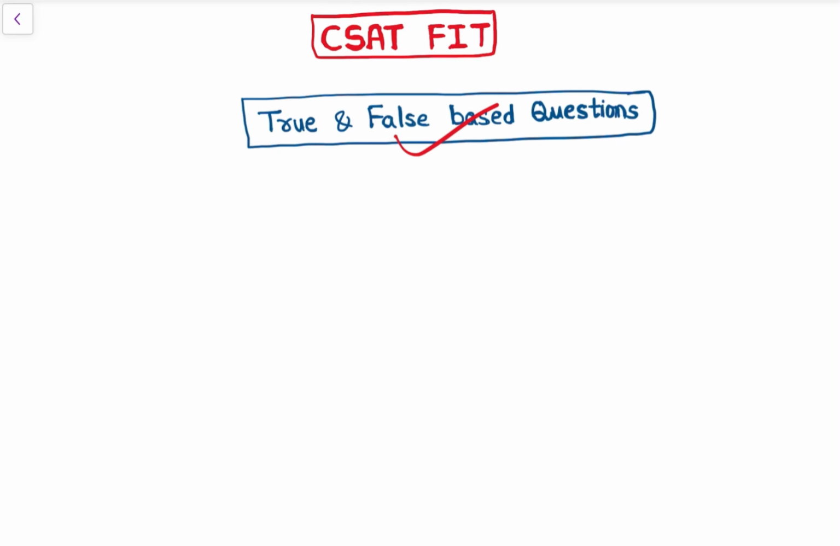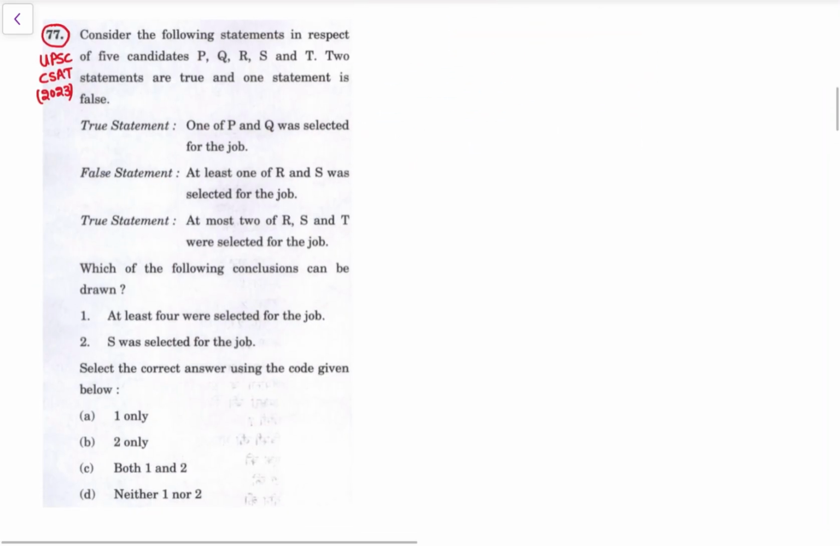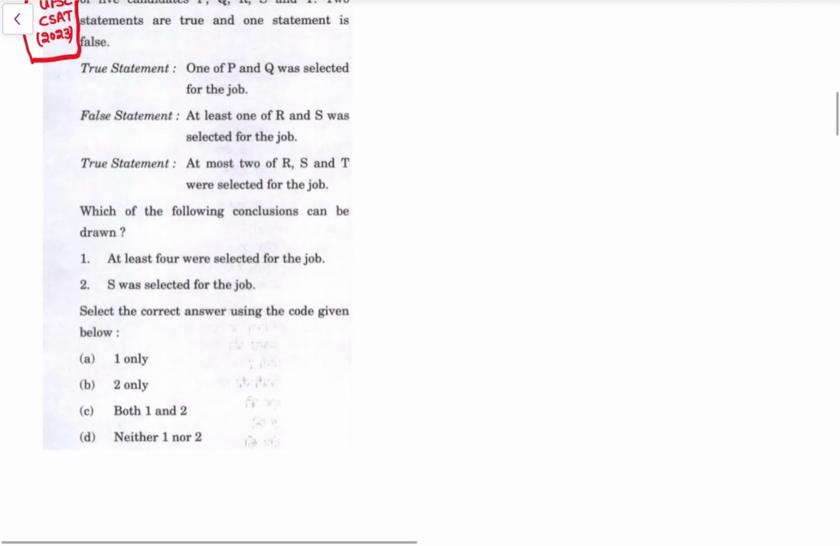See, these are a new type of question UPSC is focusing on. In the CSAT 2023 paper, two questions are based on this model. This is question 77 and this is question 78 of the UPSC CSAT 2023 paper. Similar types of questions can be asked in following years, in 2024, 2025, etc. So, let's understand how to solve these kinds of questions in this class.